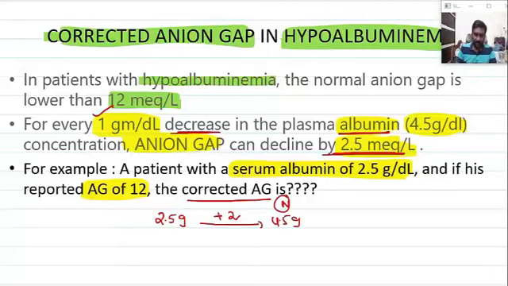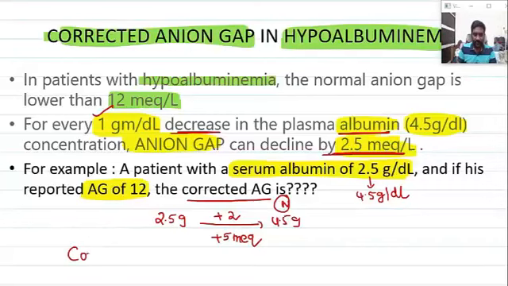So here to standardize it to normal individual's albumin. So normal individual's albumin, we can take it as 4.5 gram. So to standardize that, if we standardize this albumin to normal individual albumin, the anion gap can increase by 5 milliequivalent. So for 1 gram, it will be 2.5. For 2 gram, it will be 2.5 into 2, that is 5 milliequivalents.